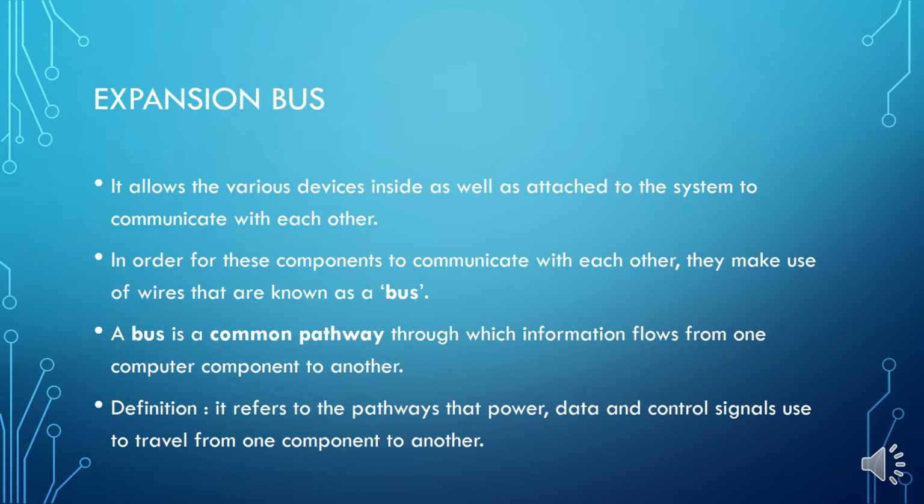So what is an expansion bus? An expansion bus is nothing but a pathway that power, data and control signals use to travel from one component to another component. An expansion bus allows the various devices inside as well as attached to the system to communicate with each other. In order for these components to communicate with each other, they make use of wires that are known as bus.